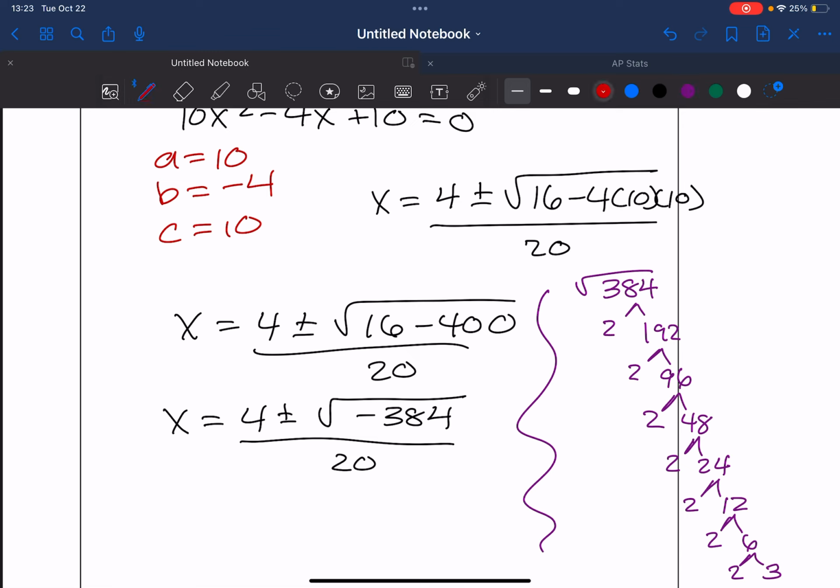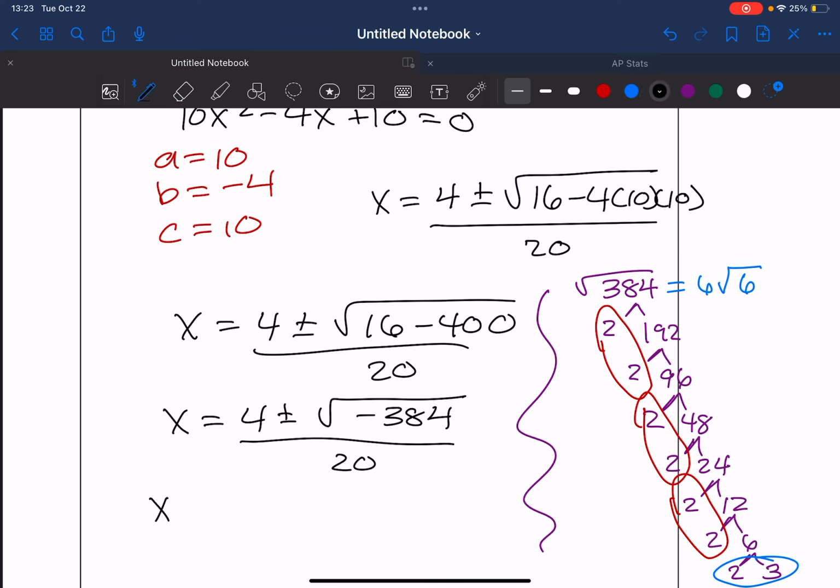Now I'm going to circle all of my pairs of prime numbers. So I have one pair here, another pair here, and another pair here. Since I have 3 pairs of 2, that's the same as saying 2 times 3, which is 6. That's outside of the square root. And then inside, I take whatever is left over, that 2 and the 3, and I multiply it, and I get 6. Which means the square root of 384 is the same as 6 square roots of 6.